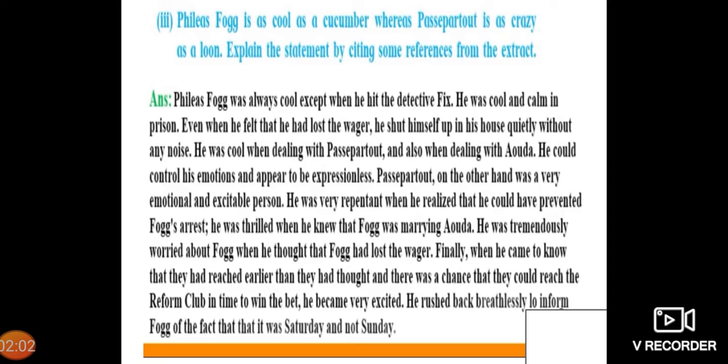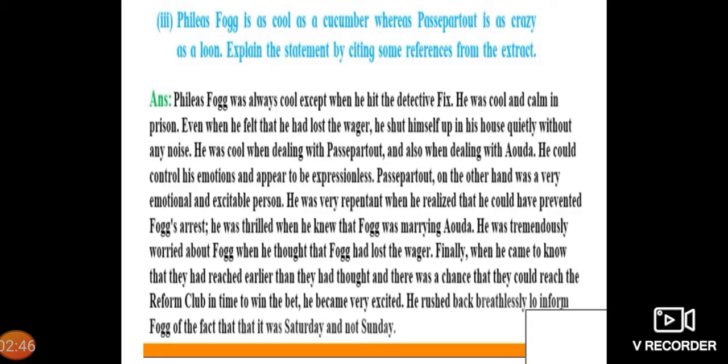Third, Phileas Fogg is as cool as a cucumber, whereas Passepartout is as crazy as a loon. Explain the statement by citing some references from the extract. Take out a screenshot and write down the answer. I'm reading for you. Phileas Fogg was always cool except when he hit the detective Fix. He was cool and calm in prison. Even when he felt that he had lost the wager, he shut himself up in his house quietly without any noise. He was cool when dealing with Passepartout and also when dealing with Auda. He could control his emotions and appear to be expressionless.